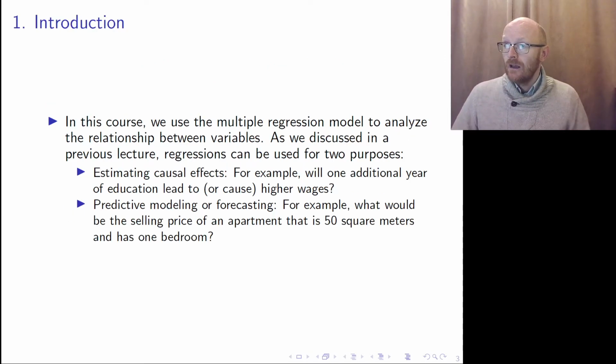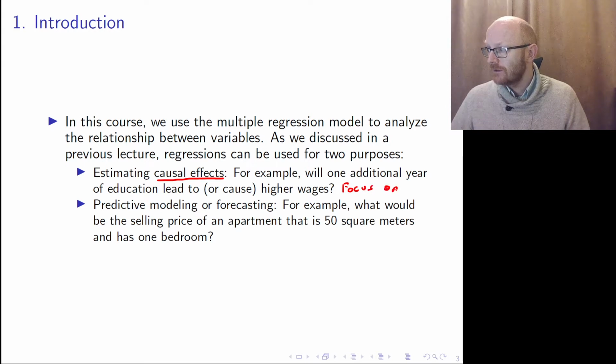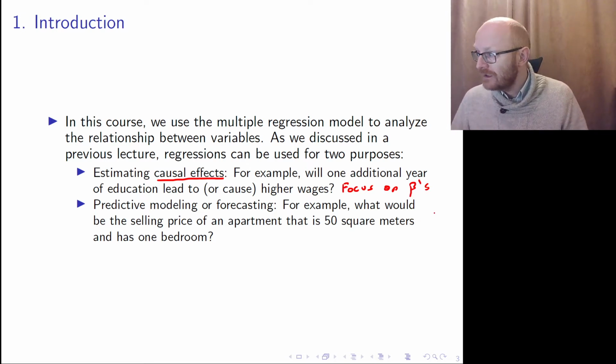Let's get to it. We use multiple regression to analyze the relationship between these variables, and we can use the regression analysis for two purposes. Either we want to estimate the causal effects, and we actually focus on the betas. On these betas we do hypothesis testing.